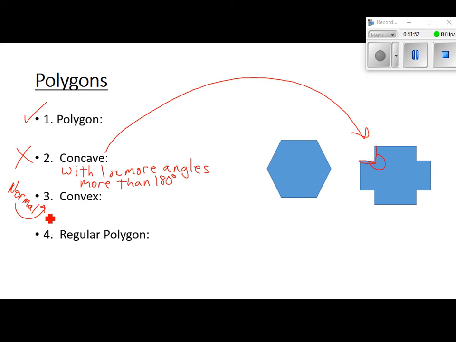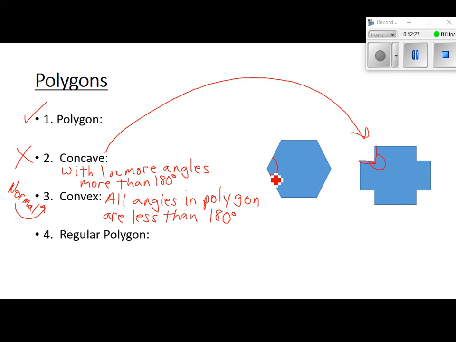To be convex, all angles in the polygon are less than 180 degrees. In other words, all these angles in here have to be like 150 or 130 or 20 or 80 or whatever. They can't be more than 180 degrees, so they can't be more than a straight angle. Does that make sense?